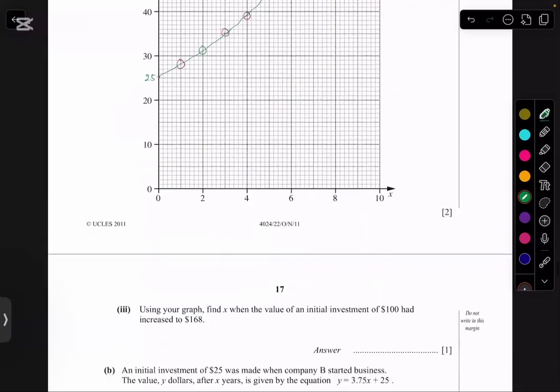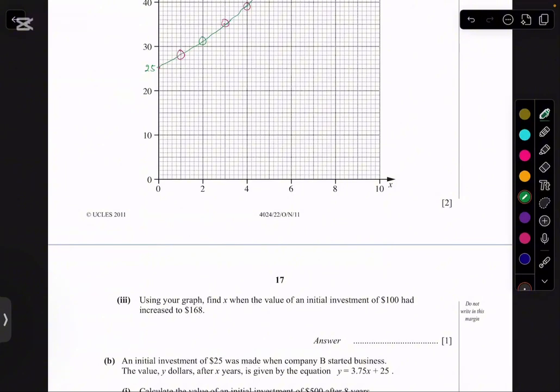आगे जो points हैं, they are quite interesting. Using your graph, find x. You need to find x when the value of an initial investment of $100 has increased to 168. ग्राफ जो हमने बनाया है इसमें initial investment was for $25, but now they are saying it should be an investment for $100. तो अगर $100 की investment है, so what should be the value of x so that it reaches a 168?